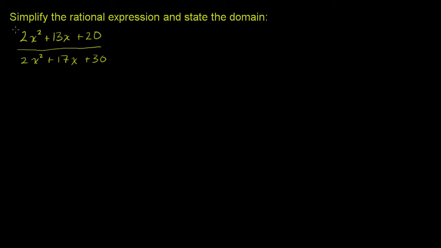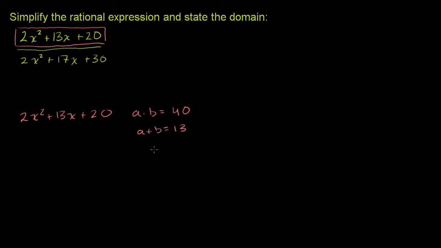Let's start with the numerator. Since we have a 2 out front, factoring by grouping will probably be the best way to go. So let's rewrite it here. I'm just working on the numerator right now. 2x squared plus 13x plus 20. We need to find two numbers, a and b, such that a times b is equal to 2 times 20, so it has to be positive 40, and a plus b has to be equal to 13.